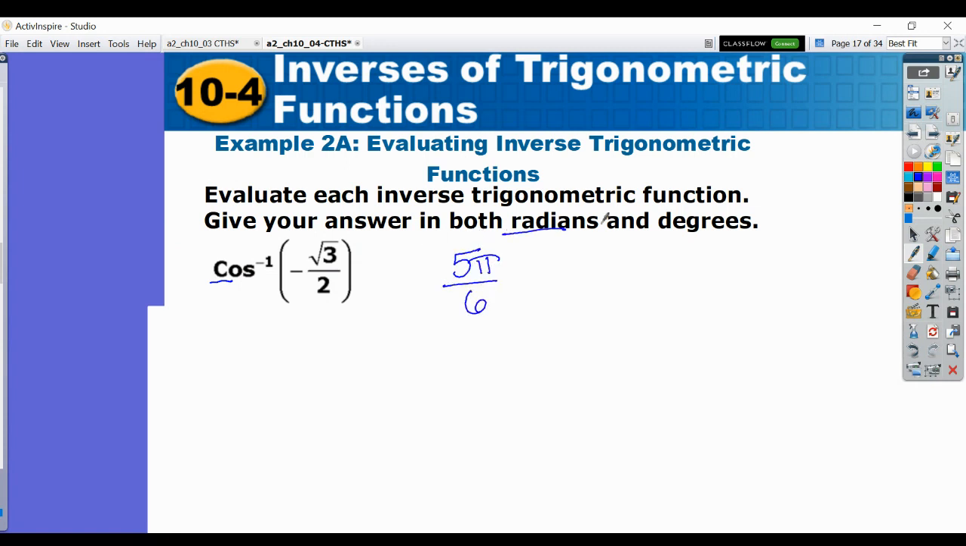But this question also asks for degrees. So just look back at your unit circle if you need to, or convert degrees to radians, radians to degrees, and you get those two answers. So it is only one angle. So I only have one answer. It's just another name for the same angle.